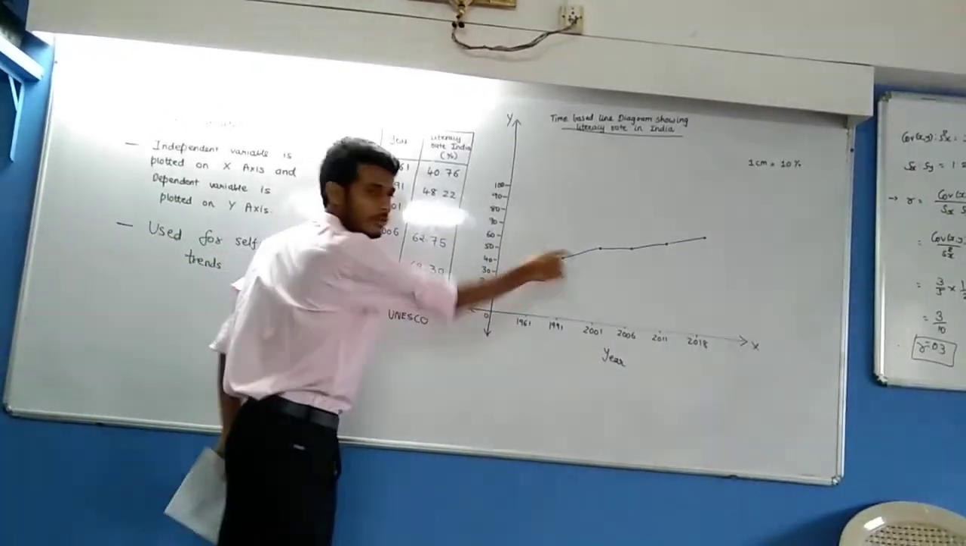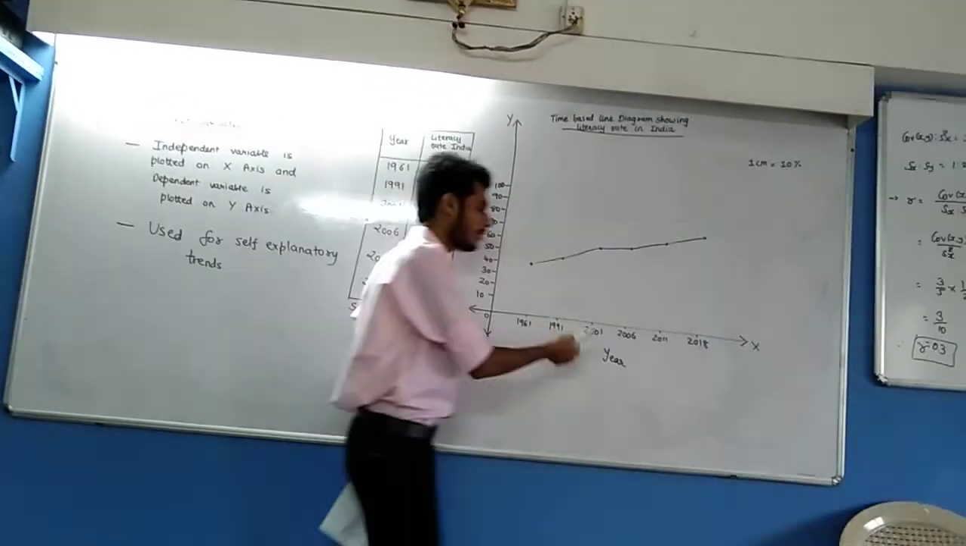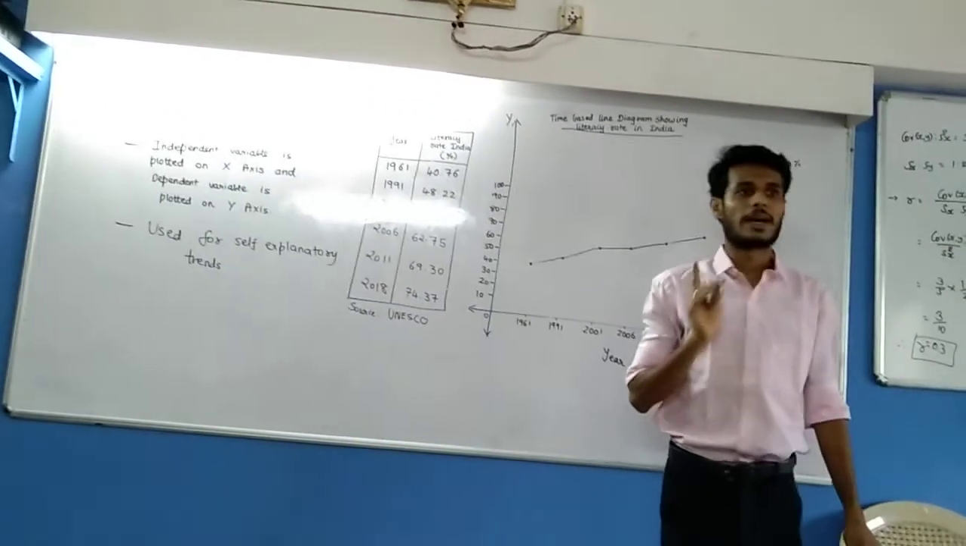So now you can draw this diagram. Please write these points, make this table, and after that only you make this diagram.